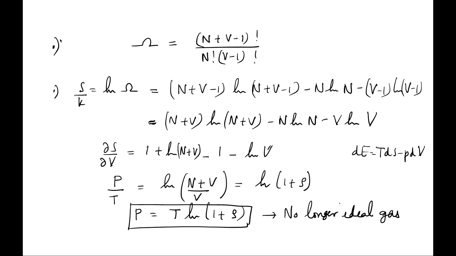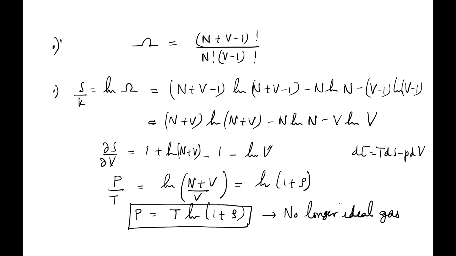So I take the Stirling approximation for the numerator, n plus v minus 1 log n plus v minus 1 minus n log n minus v minus 1 log v minus 1. I forget about this minus 1 and so on because v is very large, or you can imagine that I replace v with v plus 1. So I have just dropped this minus 1: n plus v log n plus v minus n log n minus v log v. Okay. So now we have got an expression for entropy in terms of volume and n.